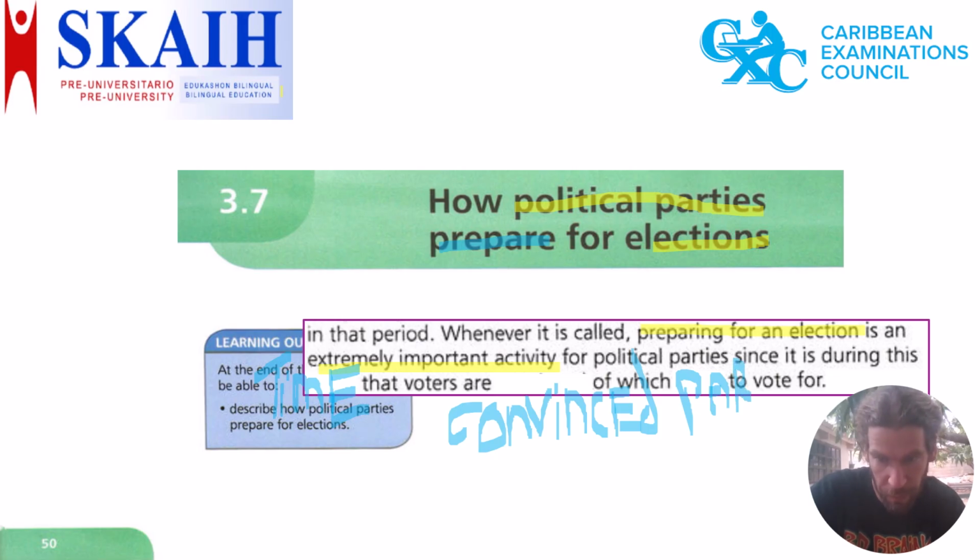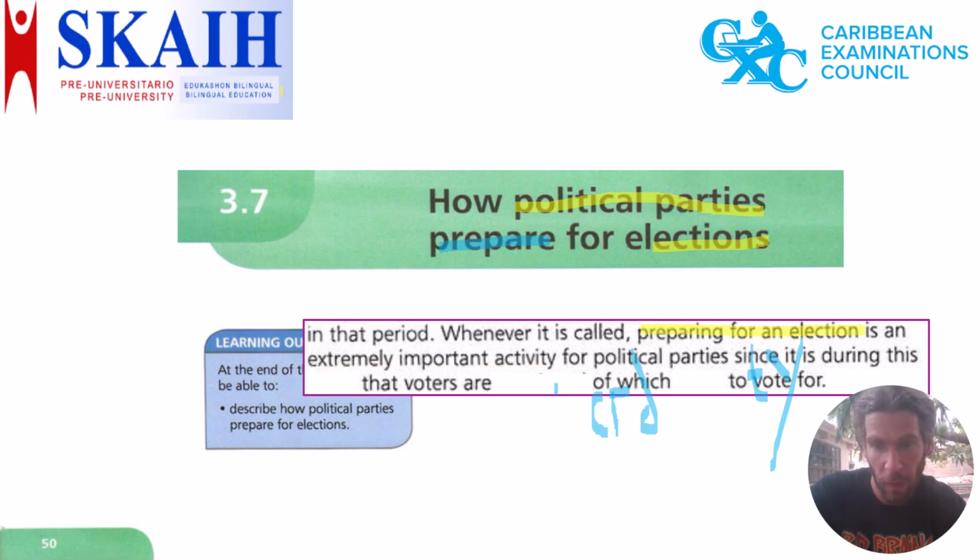So that's why it's a very, very important time for political parties, because during this period, mostly like 2-3 months, people will think about who they are going to vote for. And those who are undecided, floating voters, I believe you call it in English, can decide in this time for which party they're going to vote.